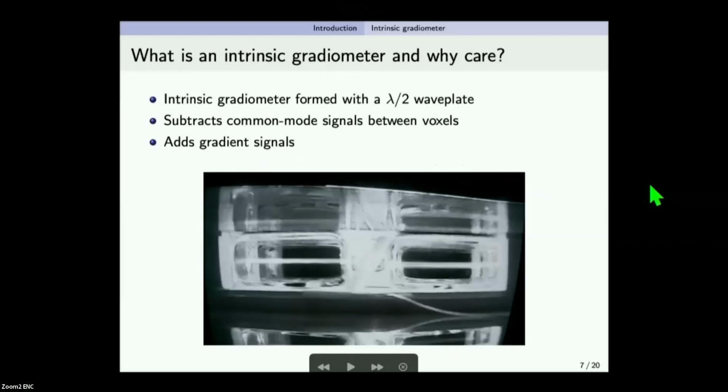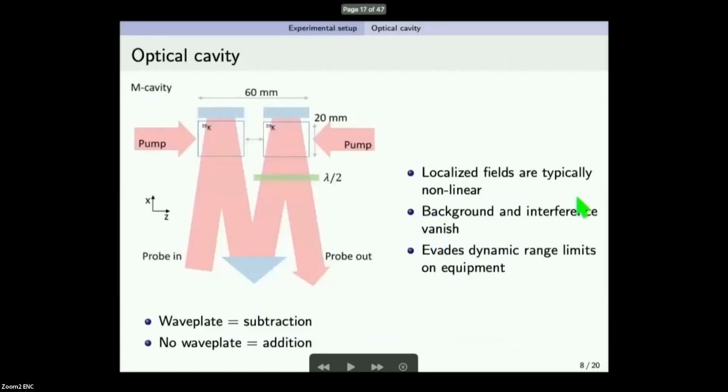So about the intrinsic radiometer part of it, what is it? So you have these 2 voxels and you want to measure the signals on each of them. Ordinarily, you just add them together, so the light would go through both voxels and the signals would add directly. But if you add a wave plate in between them, you can actually subtract out the common mode noise or common mode signals, and then anything that's a gradient or differential mode. So if you have a local source that has field lines that just deviate like that from a central point, the signals will actually add together.